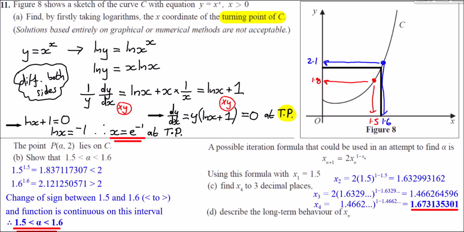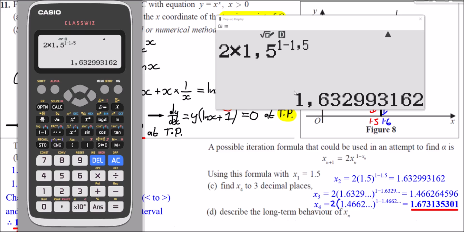So we've got two lots, so I'll just fill this in. It's not copied through correctly. It's got two lots of that, which gives 1.673135301. But to use your calculator more efficiently, what we can do once we've got the first value is we can just switch x subscript n to ans.